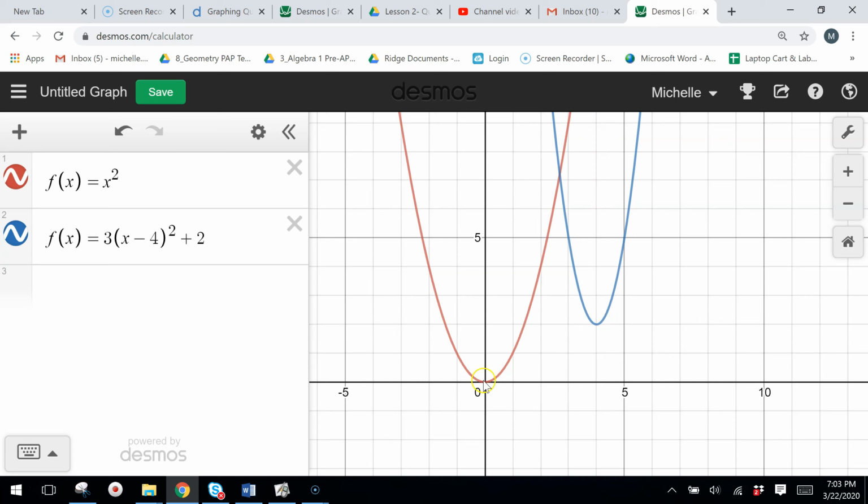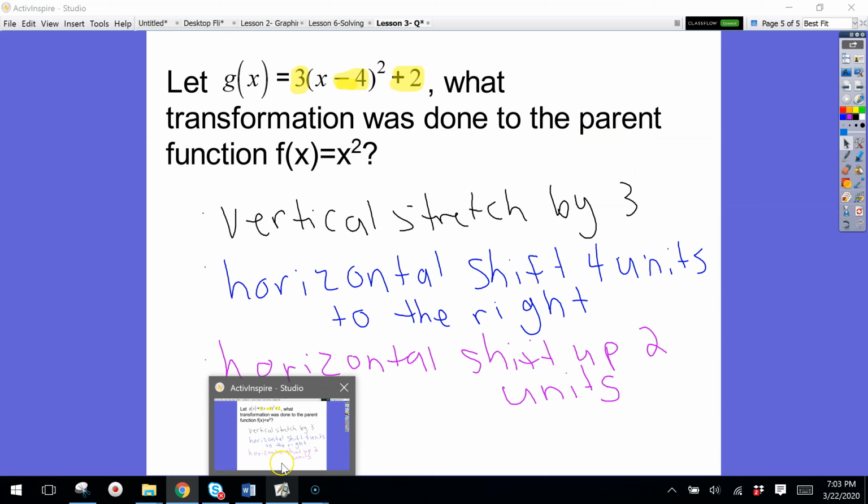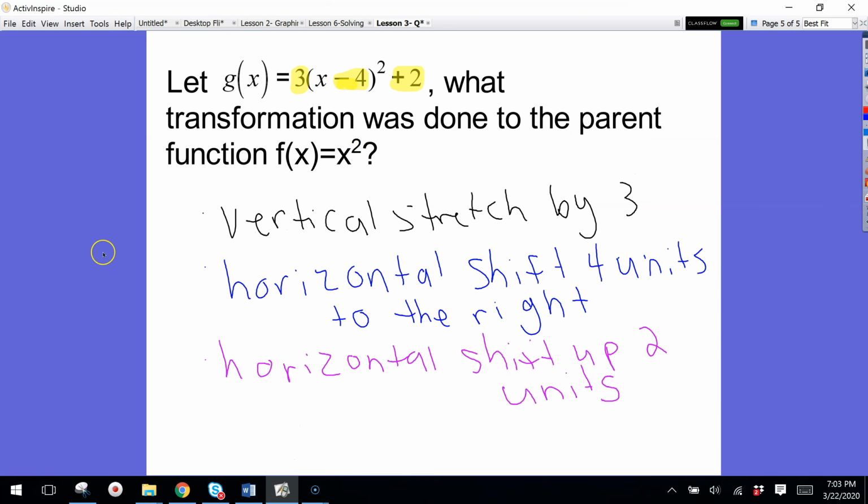If I'm looking at my vertex, it started at 0, 0, but then it went up 2 units and across 4 units. So our observations about the equation were correct. All right, so this is the end of this video, and I hope you found this helpful in terms of the transformations that can be done to a quadratic function.